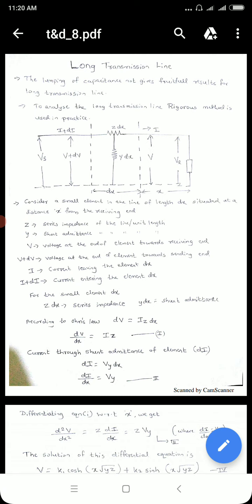Here the lumping of capacitance does not give a fruitful result for the long transmission line, because the transmission line covers high distances. So lumping the capacitance at one point will give us an error. So for analyzing the long transmission line, the rigorous method is used in practice.